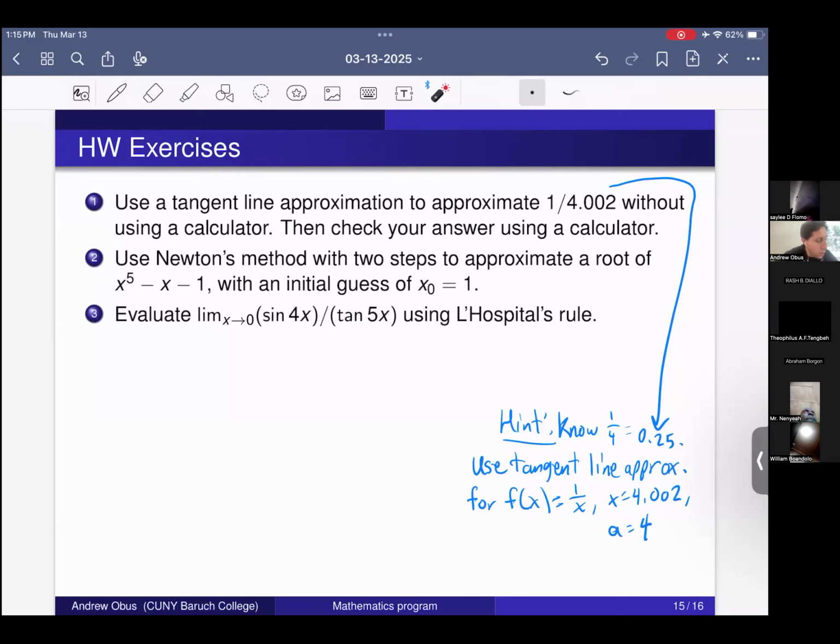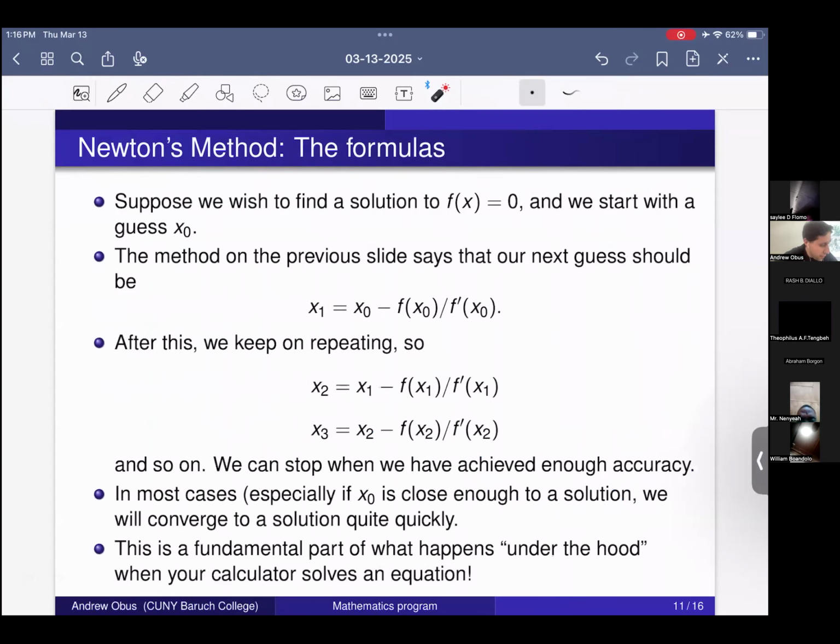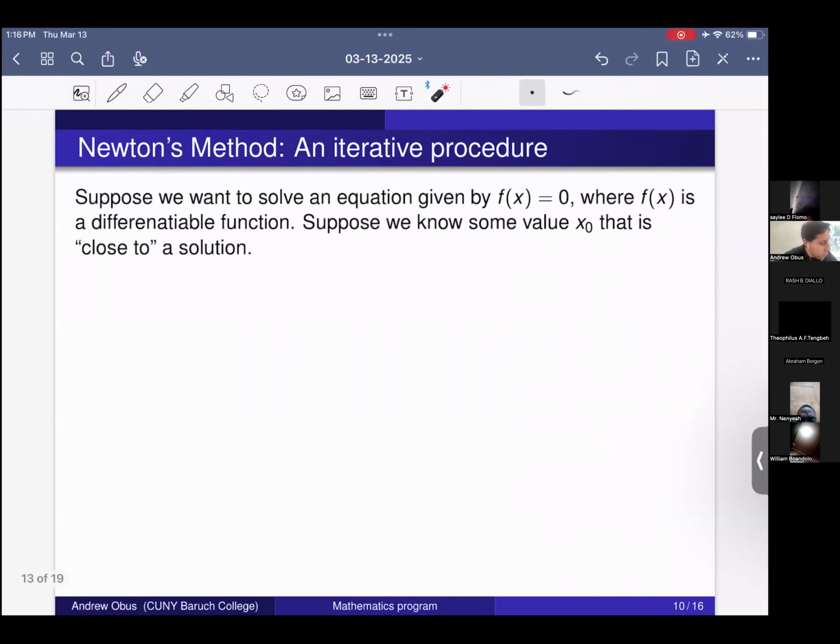Okay, so tangent line approximations are great, but there's an even better thing called Newton's method, which is what I want to spend most of the rest of the day talking about. If we don't get to L'Hopital's rule, we'll do it next time. So Newton's method, let me get the reference for this. Is this also in 2.8? No, this is going to be in 3.6. So this is section 3.6, if you want to look it up.